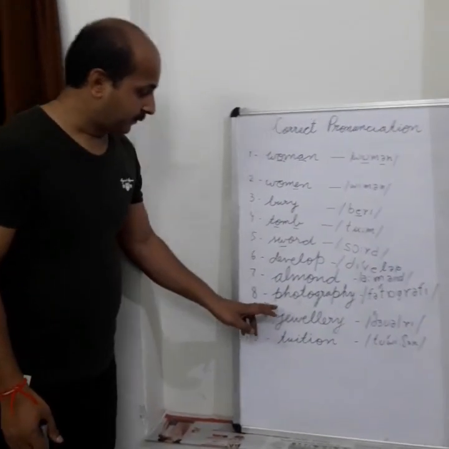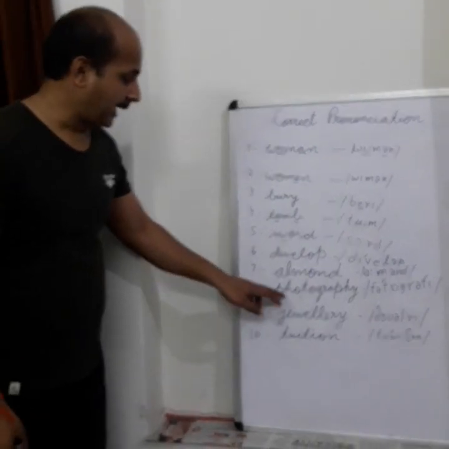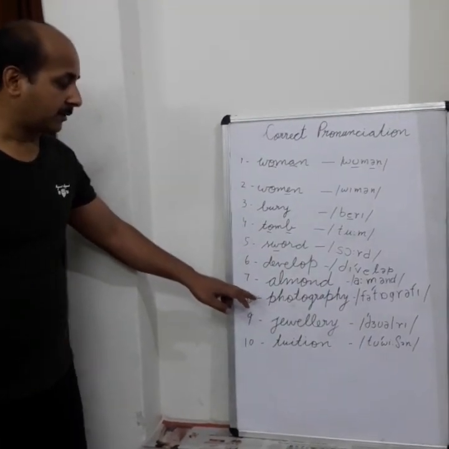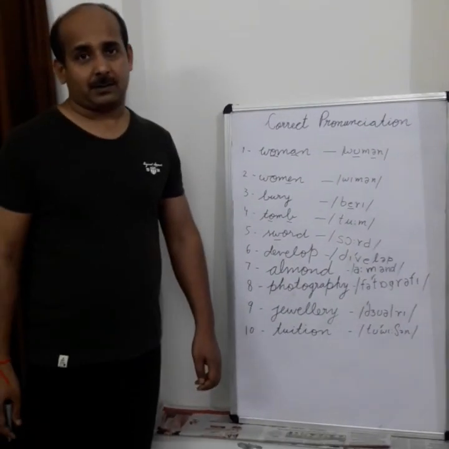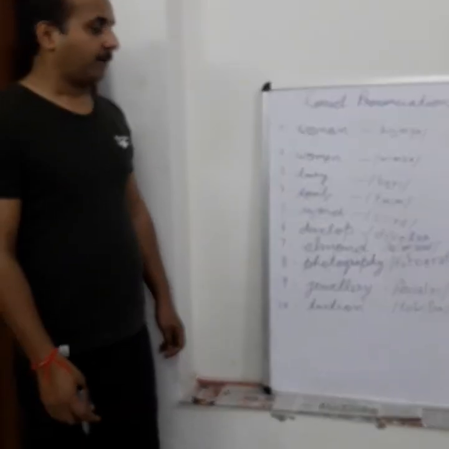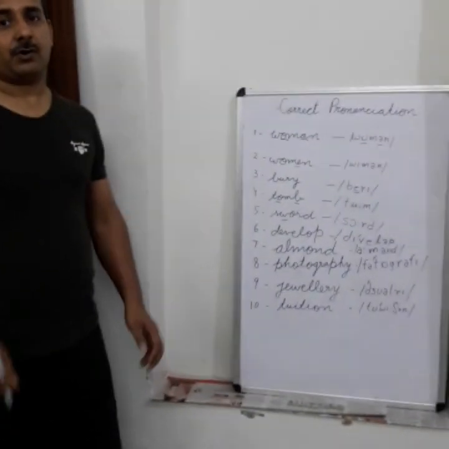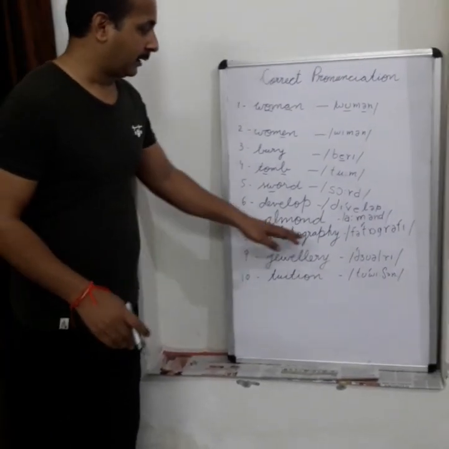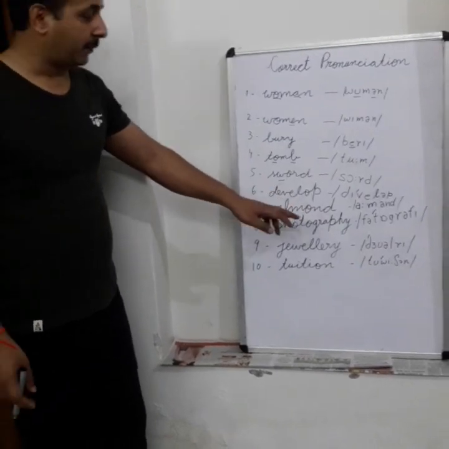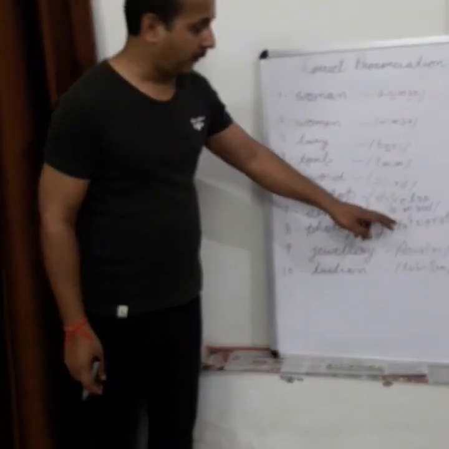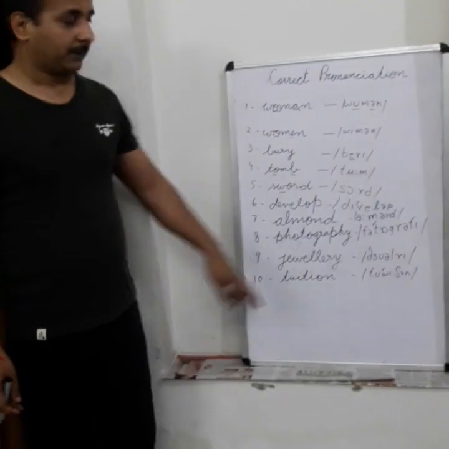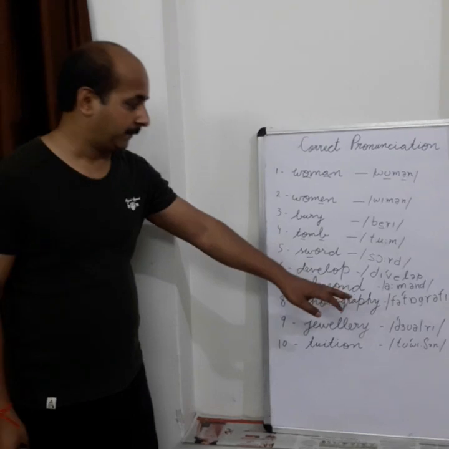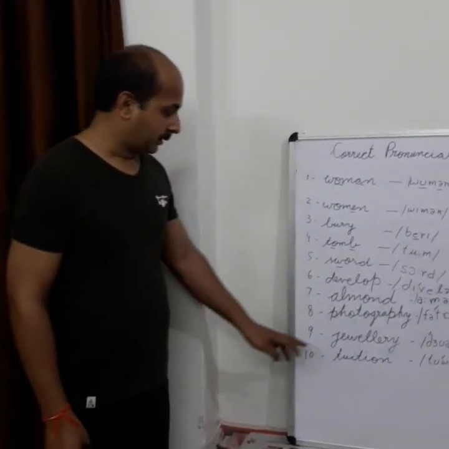The eighth word is photography. How is it pronounced? If we don't mind the stress, we can pronounce it as photography. It is the most general pronunciation by the Indian speakers. But the right pronunciation cannot be done without the stress, and the stress falls on the second syllable, top. So the correct pronunciation is photography. Photography.